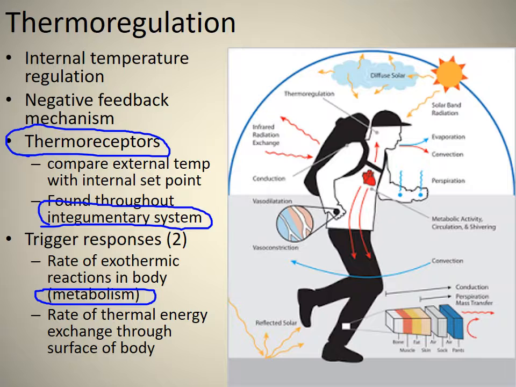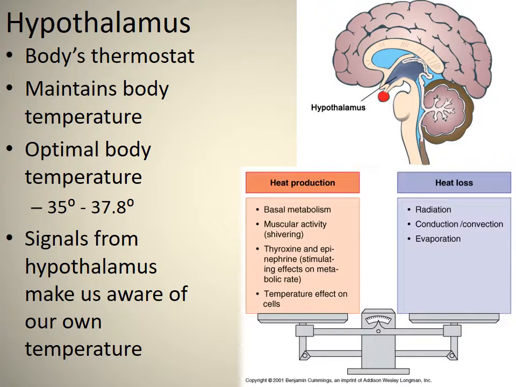Or the rate of thermal energy exchanged through the surface of the body, and we will discuss some ways in which thermal energy can be exchanged through the surface of the body. Again, the hypothalamus here is very important. The hypothalamus will receive information from these thermoreceptors, integrate that information, and if a change needs to be made, it will send out the necessary information to different organ systems, different tissues, different glands, until the internal temperature is brought back to this range here, which is about 35 to 37 degrees Celsius.